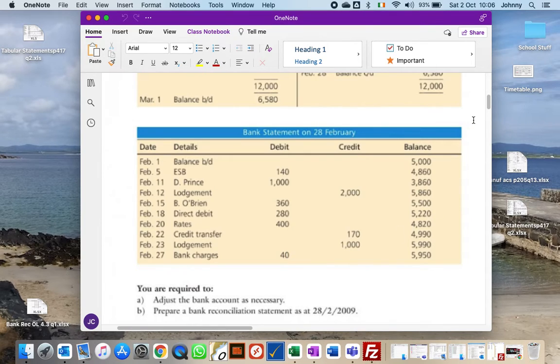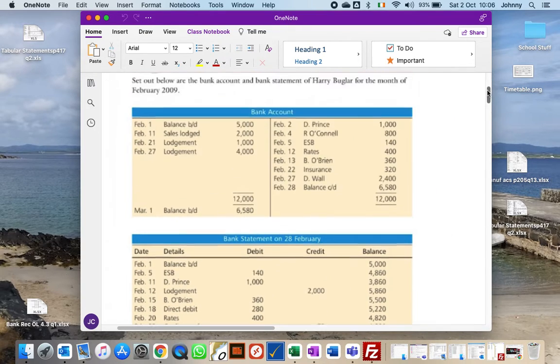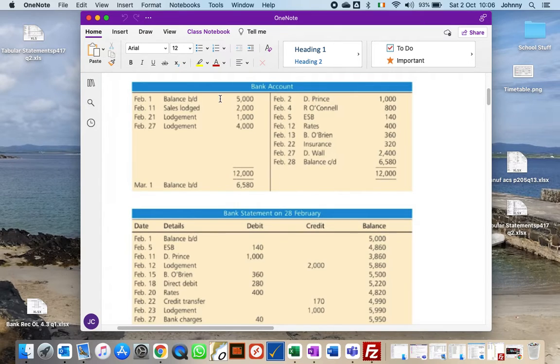Now, when we're doing our bank reconciliation, and I'll have a second video that goes through an example using the first question, what we're looking for are things that are in one document that are not in the second document. So if I have a look here, I would start, let's say, with the bank account, sales lodged 2000. Does that appear in the bank statement? It is, yeah, no problem. So the bank knows about it and I know about it. I know about this 1000 lodgement here. Yeah, that 1000 lodgement appears in the bank statement. I know about a 4,000 euro lodgement here, but that doesn't appear. So that is missing from the bank statement, and we'll need to add that to the bank statement.